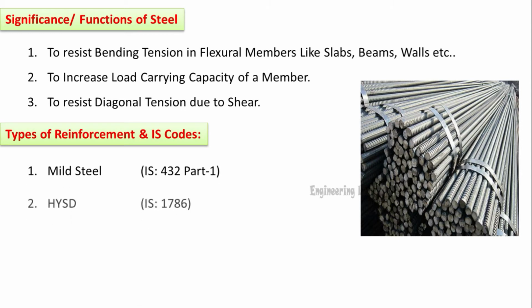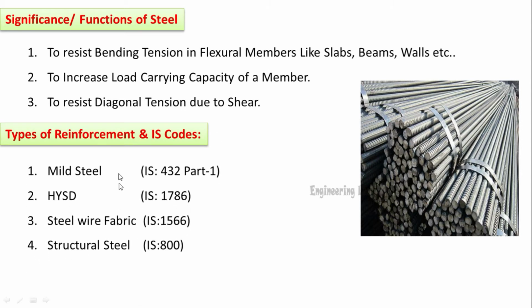Now let's see the types of reinforcement and IS codes. These are four important types of reinforcement. First one is mild steel, for which we use the IS code book IS 432 part 1. Second type is HYSD bars, for which the code book is IS 1786. Third one is steel wire fabric, for which the IS code book followed is IS 1566. And for structural steel we follow the IS 800 code book. These are the important types of reinforcement and IS codes.